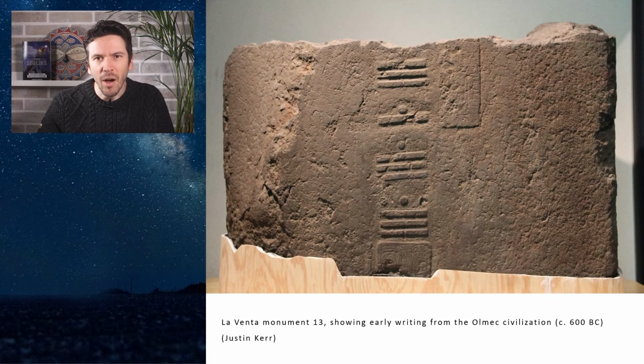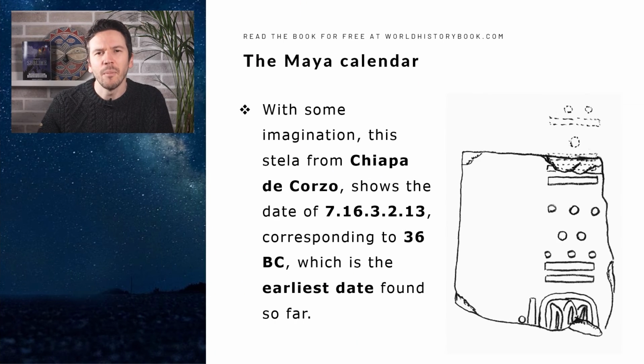And here we see the bottom half of that stone. But remember, that stone was actually found in 2 pieces and they're now in 2 different museums. With some imagination, there is an even earlier date.